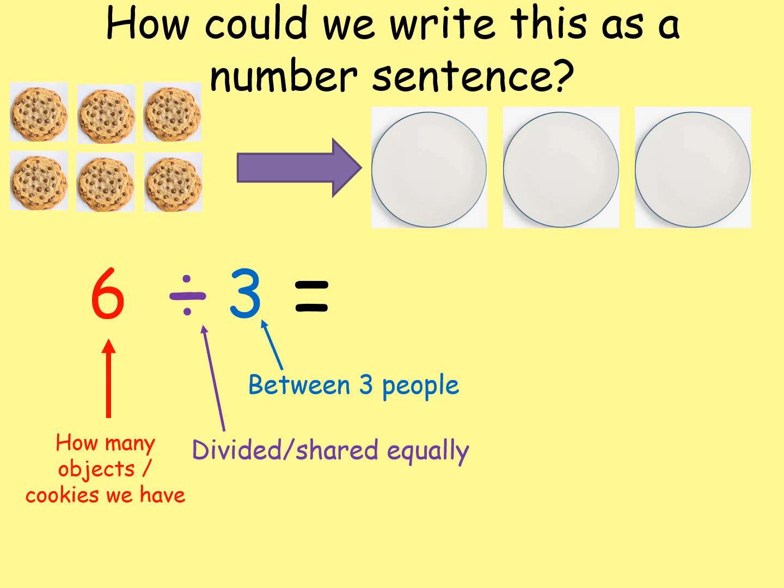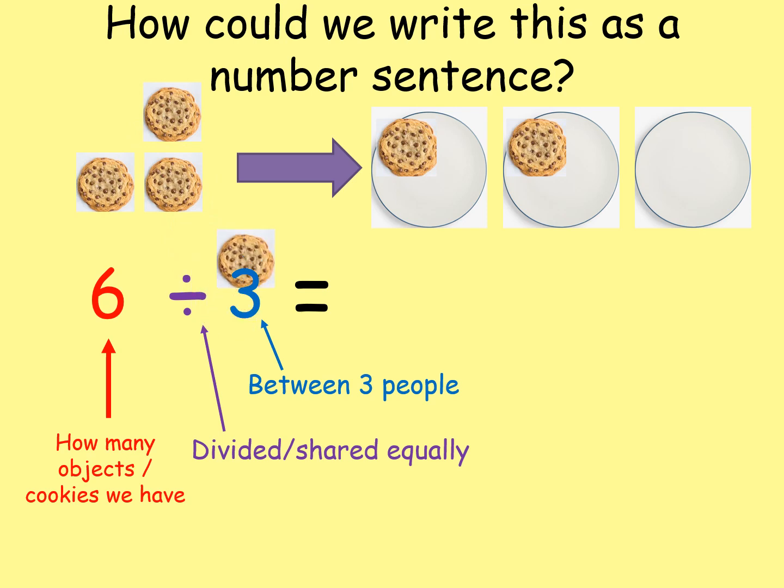So let's watch what happens again, because remember, we're going to share them. And if we're sharing, we have to give one at a time, and we have to make sure that each group has the same number. Each child gets the same number. So let's watch. One goes and comes onto this plate. Now we need to give the next plate a cookie.